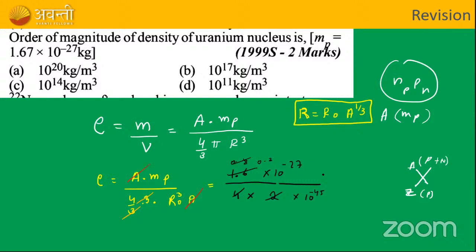10 to the power of minus 27 is here, and 45, if it goes up, becomes 10 to the power of plus 45. So when you solve this, what will happen? 10 to the power of 27 and 45, you are left with 10 to the power of 18. And there is 0.2, or you can write this as 2 into 10 to the power of 17. So option B is the right answer.